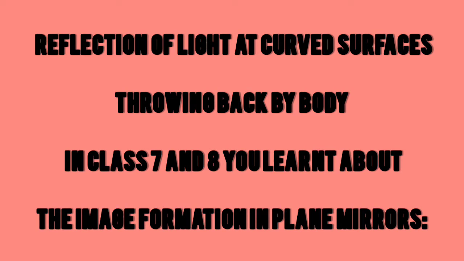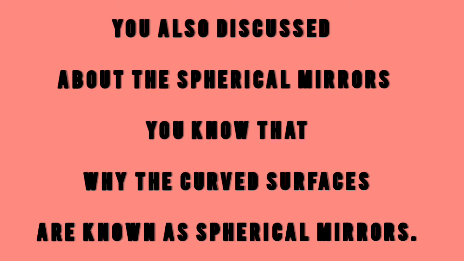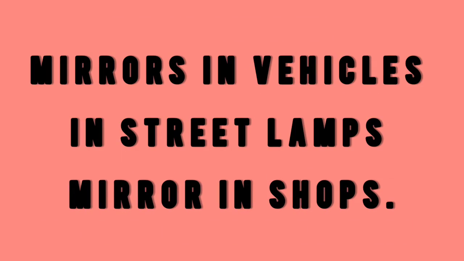In class 7th and 8th, you learned about image formation in plane mirrors. What are the examples of plane mirrors? Mirrors used in automobiles, torchlights, dentists, solar cookers, and shaving mirrors. You also discussed spherical mirrors. You know why curved surfaces are known as spherical mirrors. Examples of spherical mirrors are mirrors used in street lights and in shops.